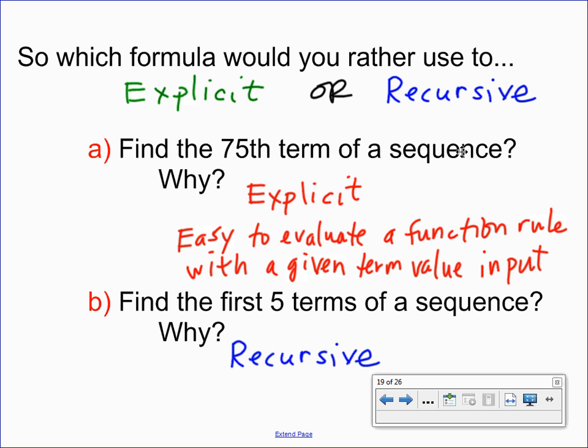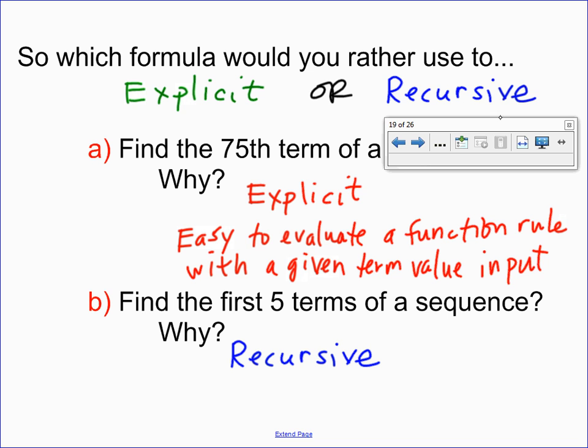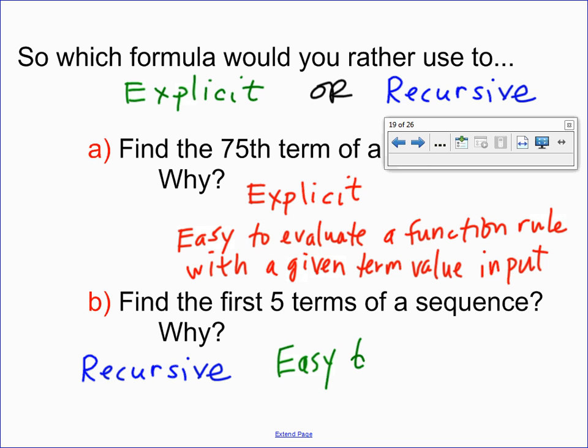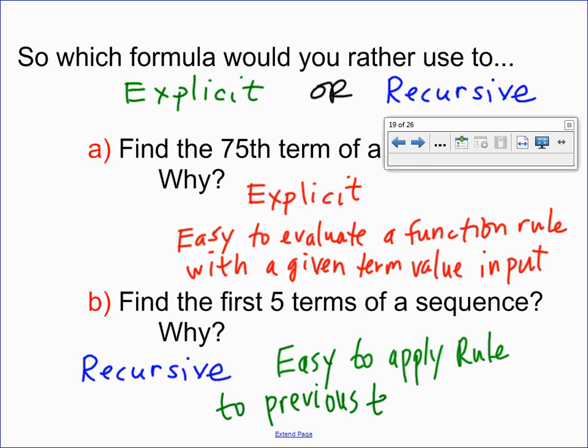It's just easier to keep plugging in numbers, because you're evaluating it more than once. Yeah. Instead of having to plug in numbers repeatedly the way we have to do it explicitly, we could simply apply my pattern to the first term and just do my rule plus 3, plus 3, plus 3 recursively to generate the first 5 terms. So I'm going to say easy to apply rule to previous term, for low term numbers like the first 5 terms.